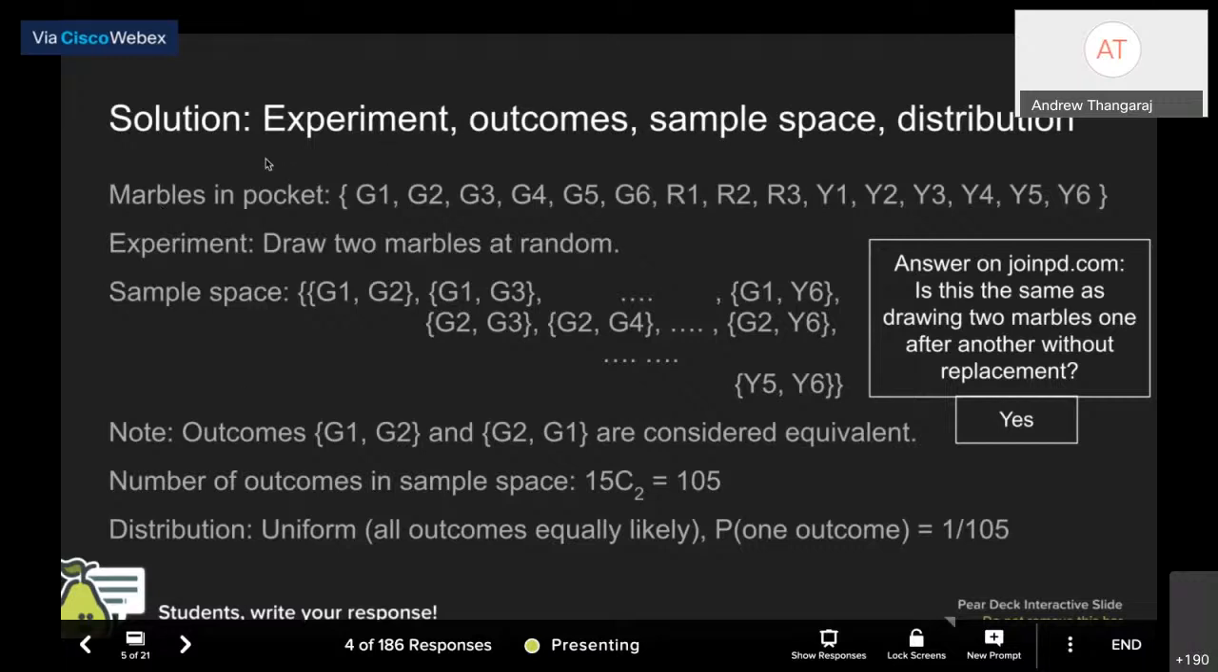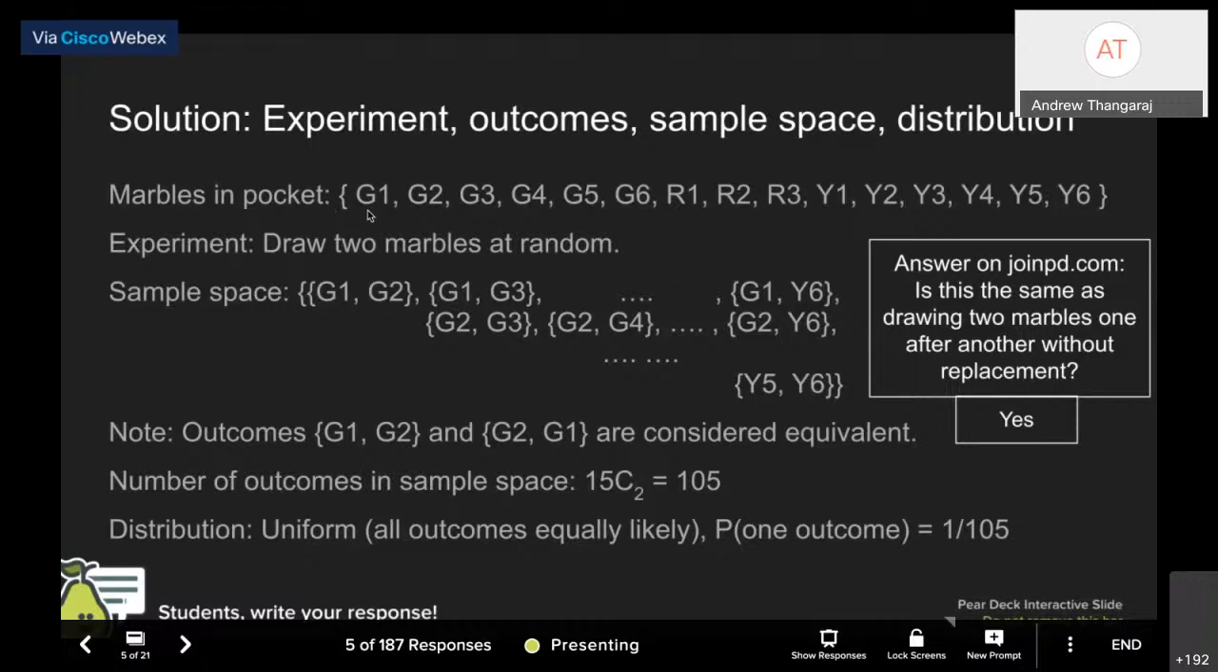Okay, so in probability you have basically an experiment. Whatever is random, what happens, is the experiment. The experiment has an outcome, and the outcomes are collected into a sample space, and the outcomes also have a distribution, right? So this is the main story. Let's look at the experiment and its setting.